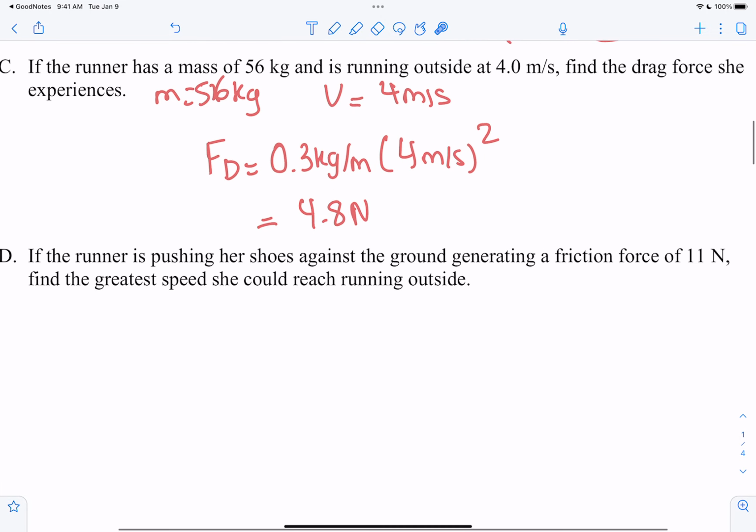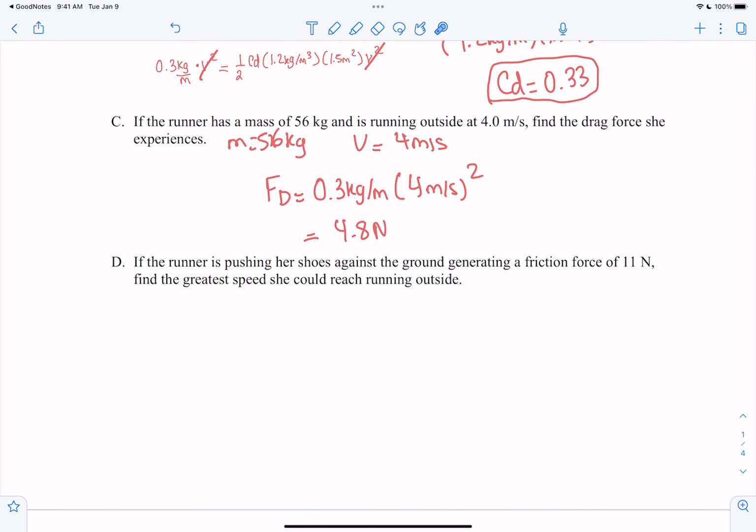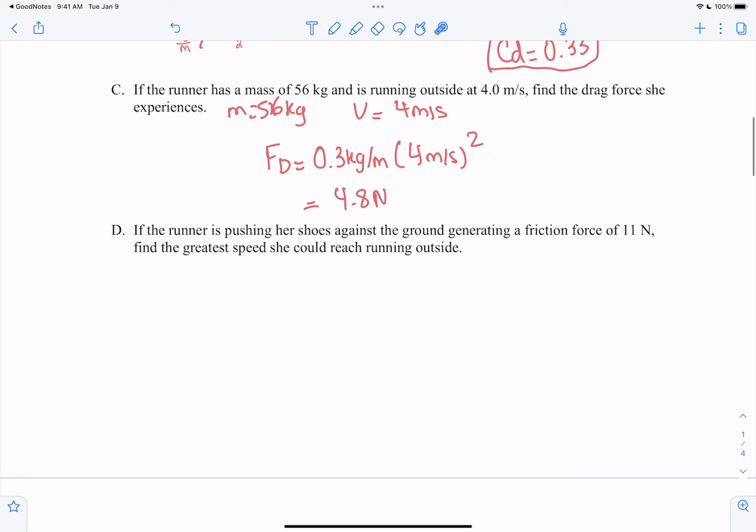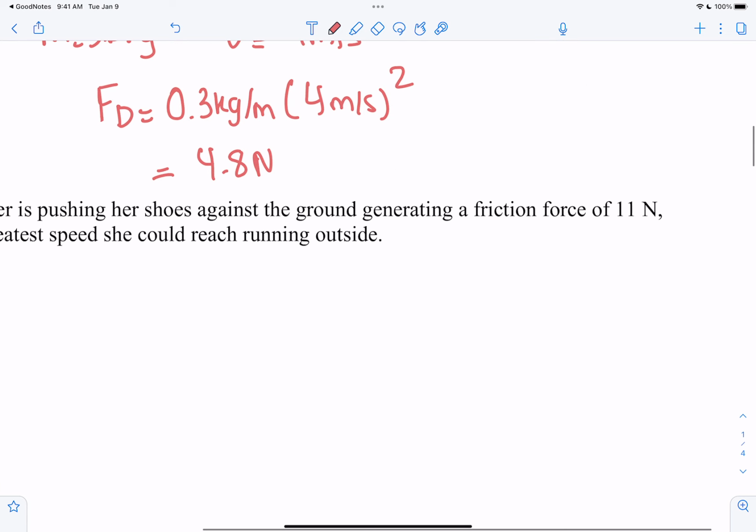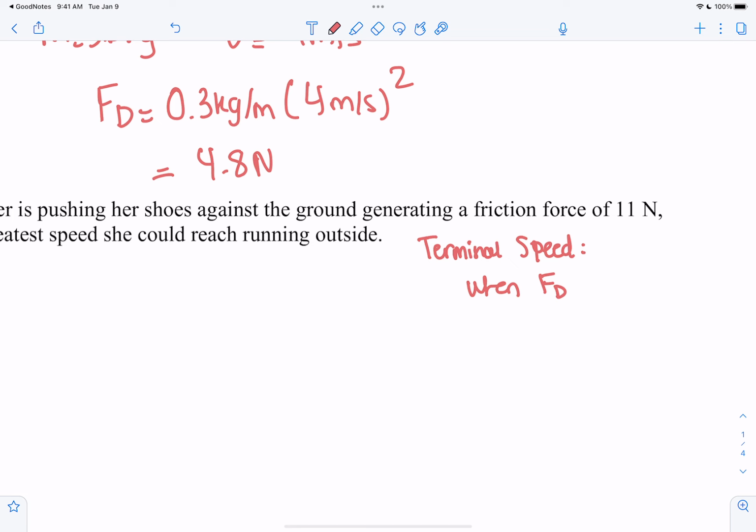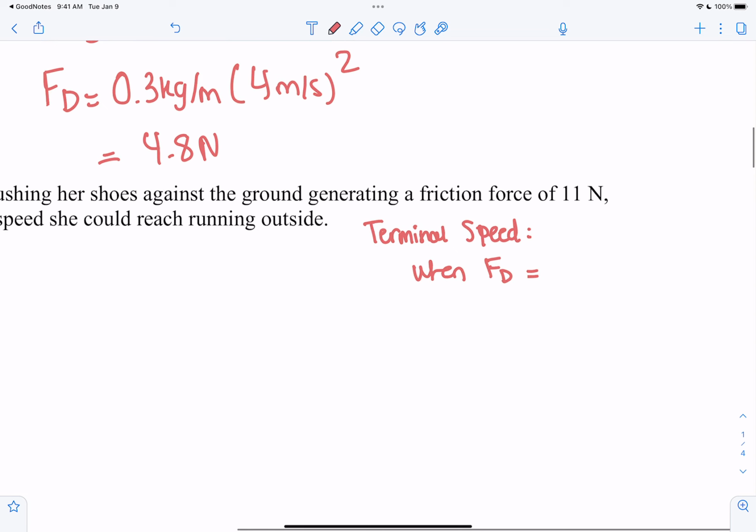And that drag should be equal to that static friction force. And from that, we can figure out her fastest speed. So once again, terminal speed is when drag force is equal to basically the other force in the same direction.